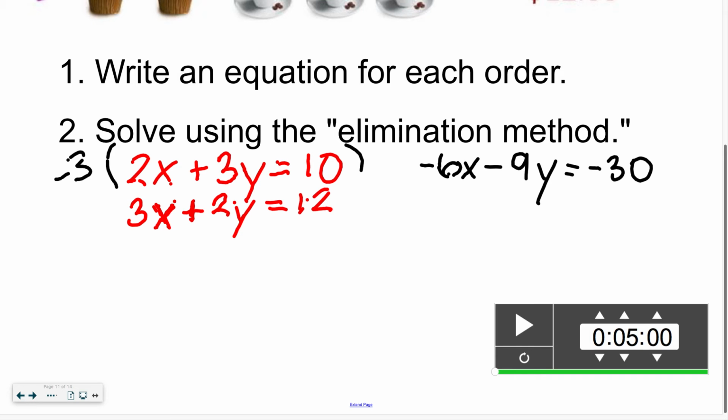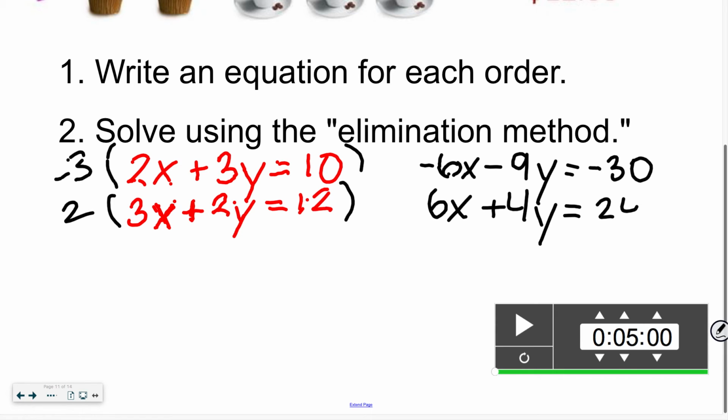Jayla, what do you think? I see you have a question. Well, would you multiply the second equation by +2? If we multiply the second equation by +2, look at what happens to that second equation. What does that equation become? 6x plus 4y equals 24. So what do you see now?